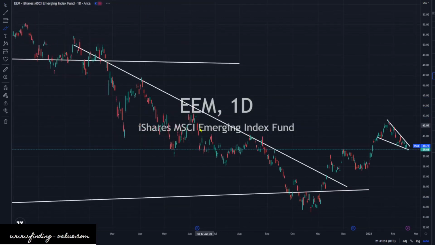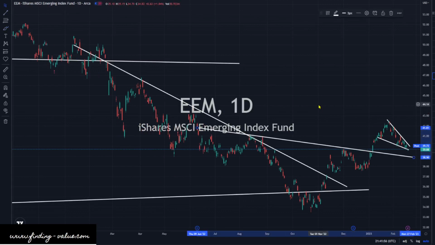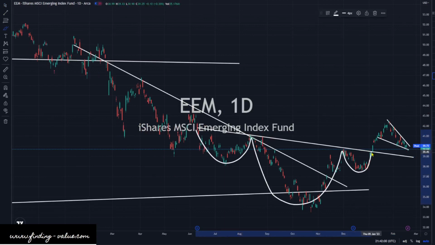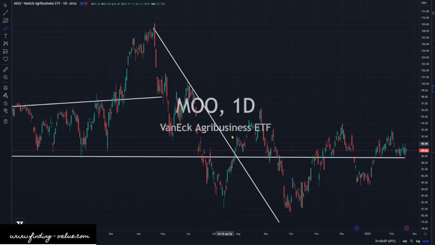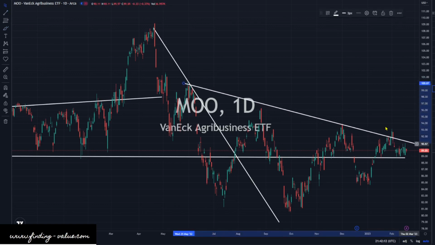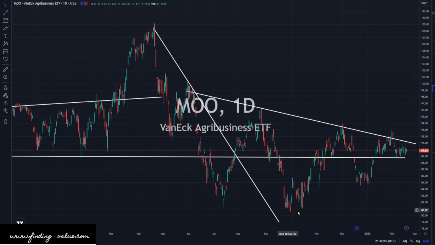Just to let you know on EEM, let me throw another one down here. That's an inverted head and shoulders. We break out, we do a retest move, and then we break to the upside. I just want to make sure everybody knew that. Moo is also still throwing an inverted head and shoulders here, almost. Kind of like a shoulder, head, shoulder, and we're just stuck there, right between support and resistance. But there's a trend line there as well.